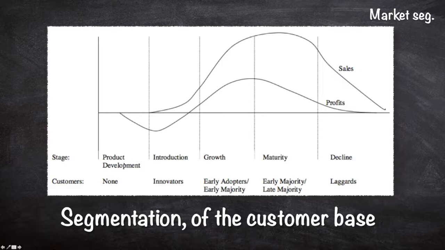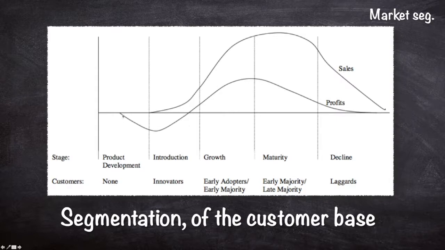First, you have some product development, and then you perhaps don't have any clients. You might have people that try out whatever it is that you're doing, but they probably don't pay money for it. Then you slowly introduce it on the market, and innovators might be interested. Then there's some kind of growth, hopefully. And then you target early adopters and early majority. Then you go to some kind of maturity phase, early majority, late majority, and after a while it's a decline. And then it might be the laggards that go into your service or products. And as you can see, this also reflects the profits and the sales.